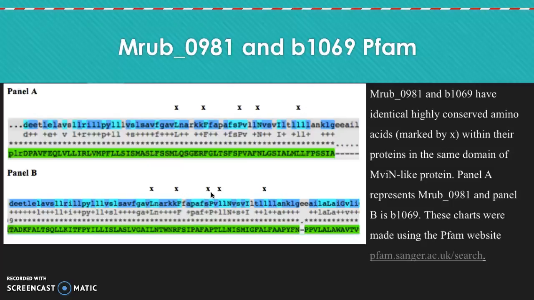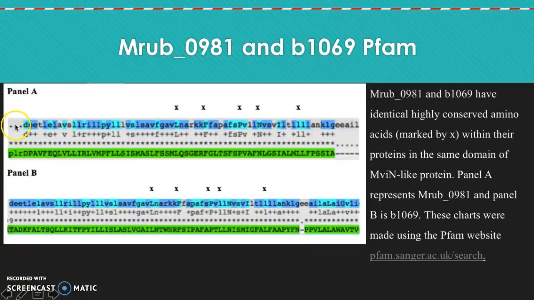Another piece of evidence that I found important was the PFAM alignments. PFAM stands for protein families, and between these two genes, they both pull up the same protein family, the MVIN-like protein. And here we can see these alignments.